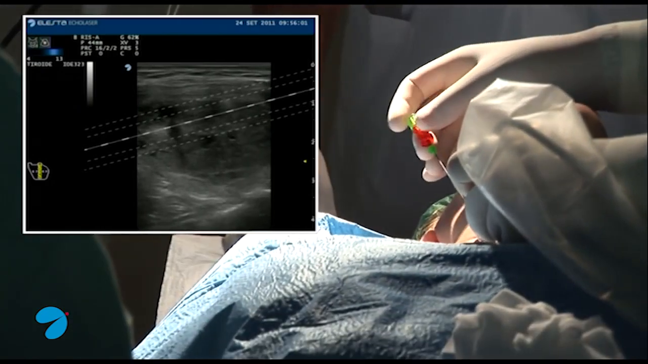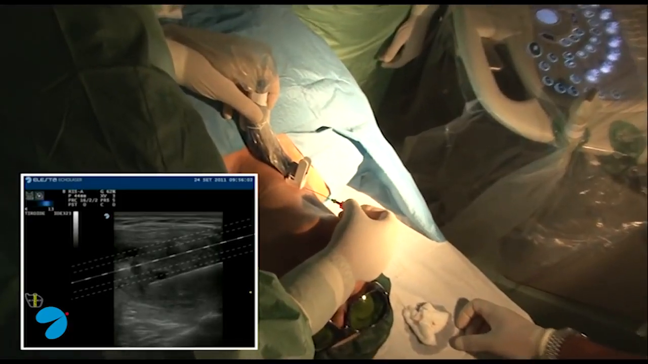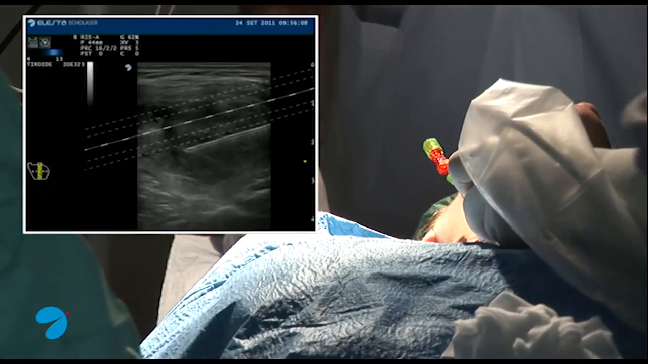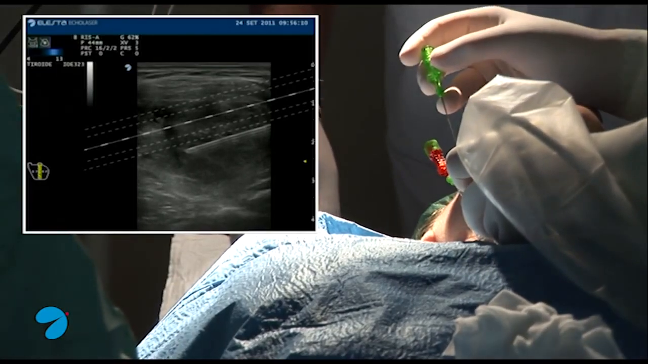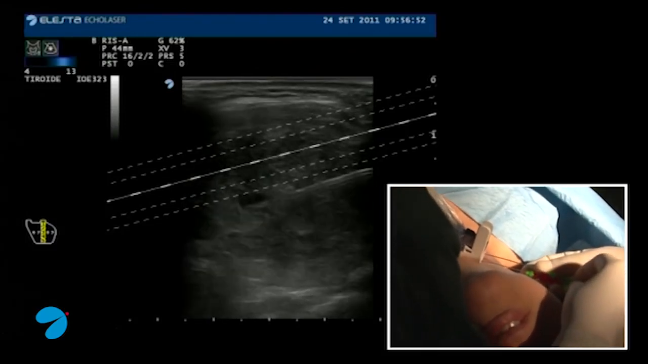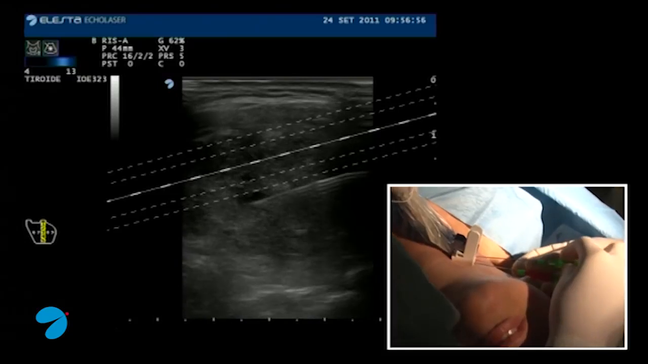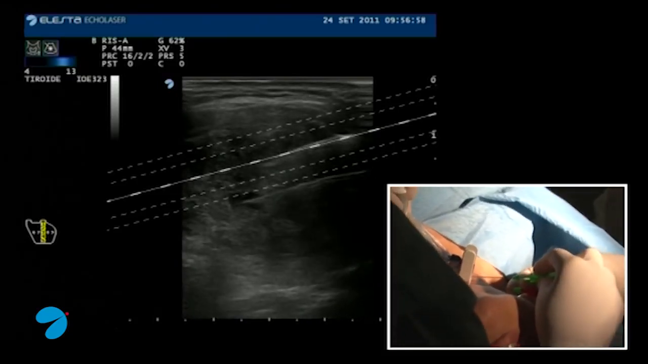In this case, we can see the insertion of the first needle that follows the last line of the guide system. The insertion of the second needle that follows the third line of the same guide. We have the possibility to use 5 guide lines.